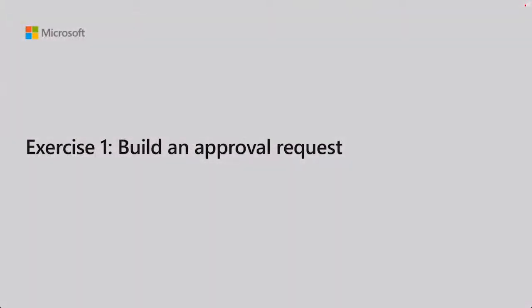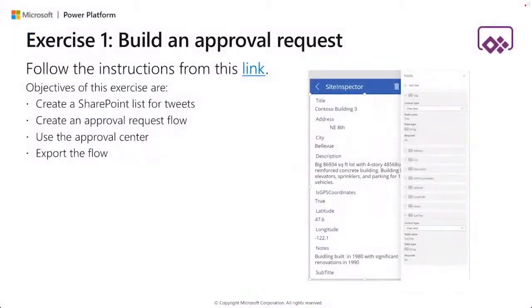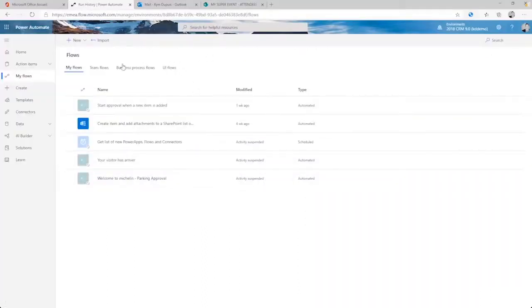So now let's look together at how we can build a simple approval workflow directly in Power Automate. So let's switch to our Power Automate portal and create a new flow. Remember from the previous example, we have a form that is sent to us, and then the information from the form goes directly into SharePoint.